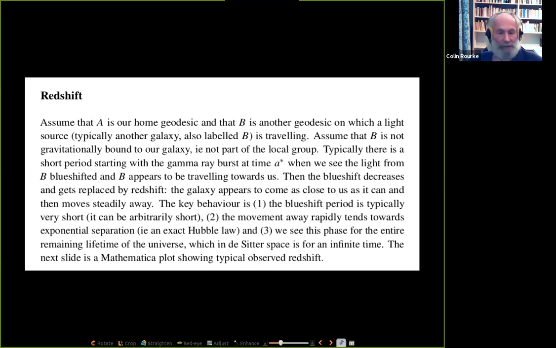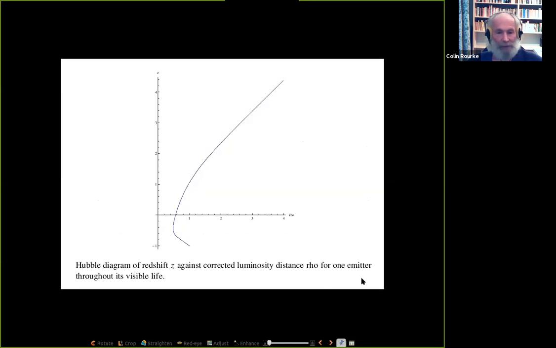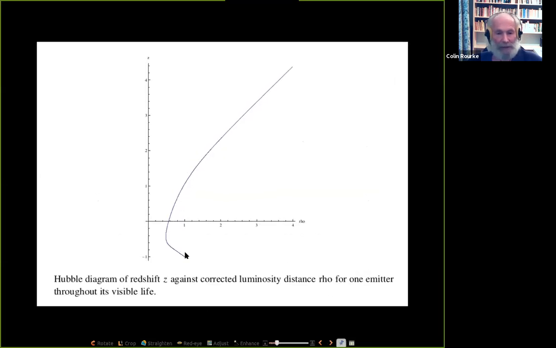So it's infinite time. So here's a mathematical plot showing exactly what happens in De Sitter space. Okay, so the redshift is up here, and it's blue shift to begin with, and then it goes very rapidly to a straight line, perfect Hubble law. Goes on then forever and ever.